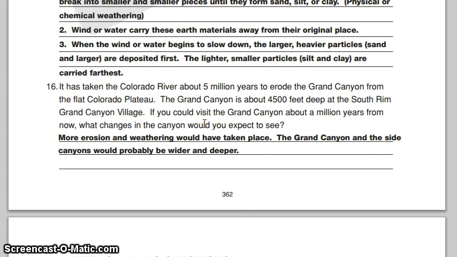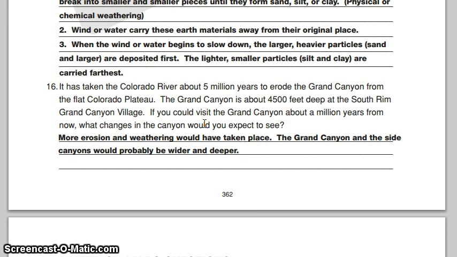And with our last question here, we're going to be looking at question 16. It's taken the Colorado River about 5 million years to erode away the Grand Canyon from a flat Colorado Plateau. The Grand Canyon is about 4,500 feet deep at the south rim at Grand Canyon Village. If you were to visit Grand Canyon Village about 1 million years from now, what changes in the canyon would you expect to see? So if we keep moving into the future, we expect the canyon to get bigger. We expect it to get wider and deeper. More erosion and weathering would have taken place, and the sides of the Grand Canyon would probably be wider, and the river would be further down or deeper.